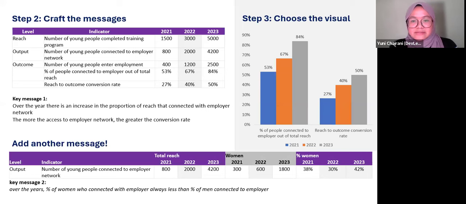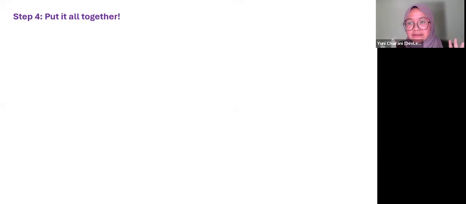About women. The conversion rate is okay, and the percentage of people connected to employer is really good, 34% at the end. But then we look at the numbers of women. The percentage of women connected to the employer network is always less than 50%. So fewer women are connected to the employer network. That's the additional message I want to show. So I have these numbers, I have these visuals, I have key message number 1, and I have the additional message. And then to put it together, this is the last part.